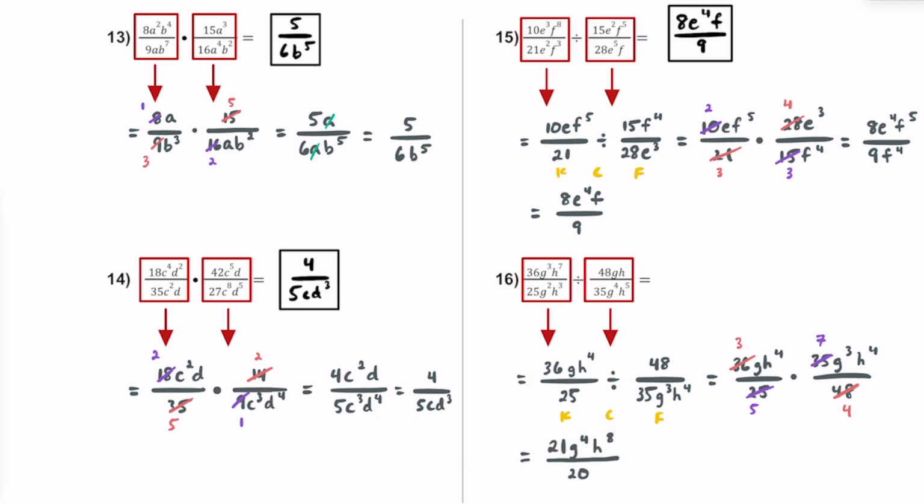So I think for our final answer, we're going to have 21 g to the fourth power, h to the eighth power, all on top of 20. This right here would be our most simplified answer to this expression. All right, let's check out a couple more problems.